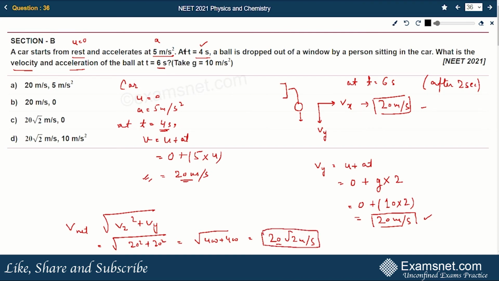And what will be the acceleration at this point? It will be the same as the acceleration due to gravity, that is 10 meter per second square. So the correct option will be option D. Here you can see this is the velocity and this is the acceleration, right?